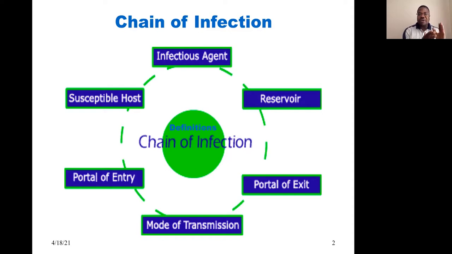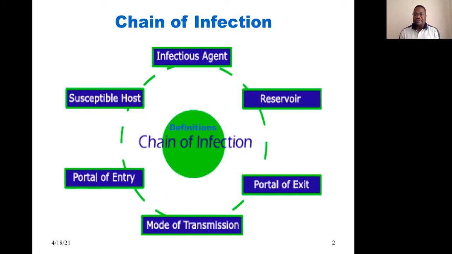Then you need a portal of entry to the host. You can have microbes from a reservoir that exited, with a specific mode of transmission, but if there is no portal of entry to the host, the infection will not take place. So you need a portal of entry, either the host will inhale it, or it will be in contact with it, so you need any portal of entry to the host. Then the last element of the chain is a susceptible host. That host, that person, will be susceptible to develop the infection. So all those six elements are very important so that we have a chain of infection. This is what we call the chain of infection, made of these six elements.